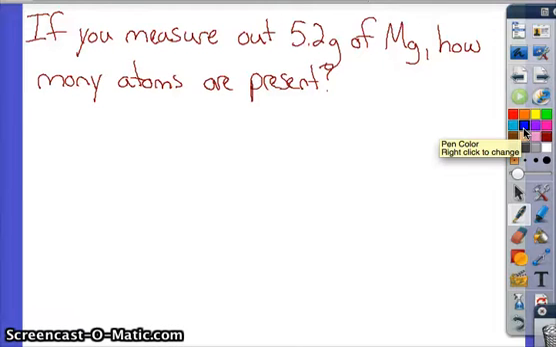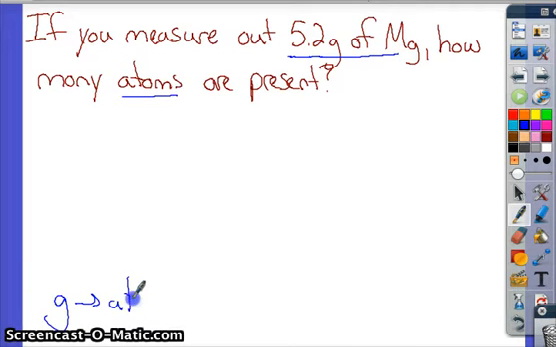The question asks, if you measure out 5.2 grams of magnesium, how many atoms are present? Now, determine first, what are you given? We're given grams of magnesium. We're asked to find a relationship between grams and atoms. So we're going from grams to atoms.